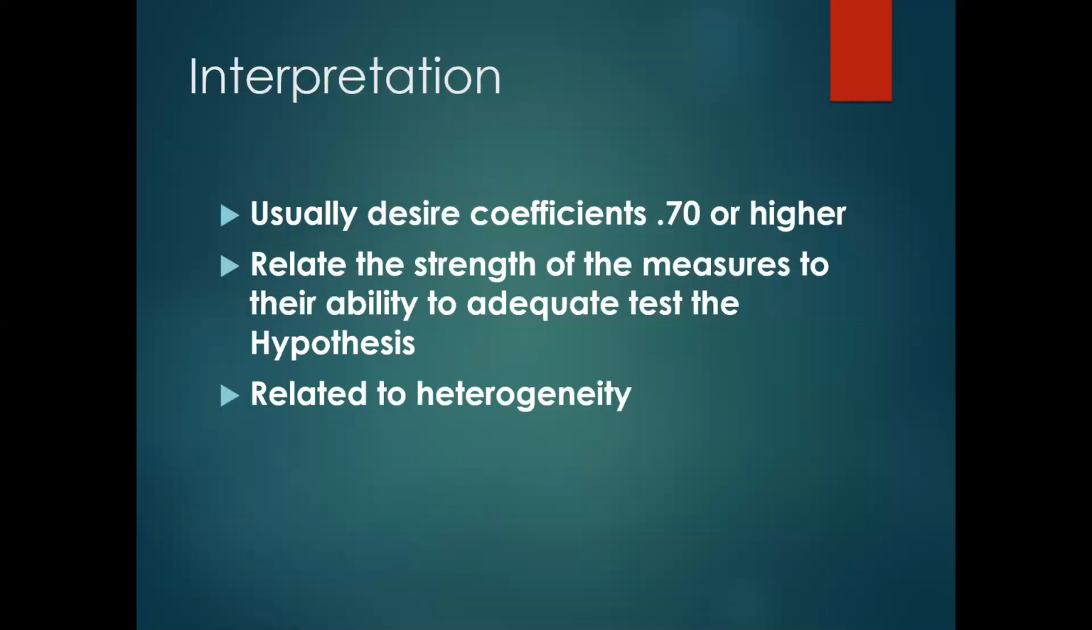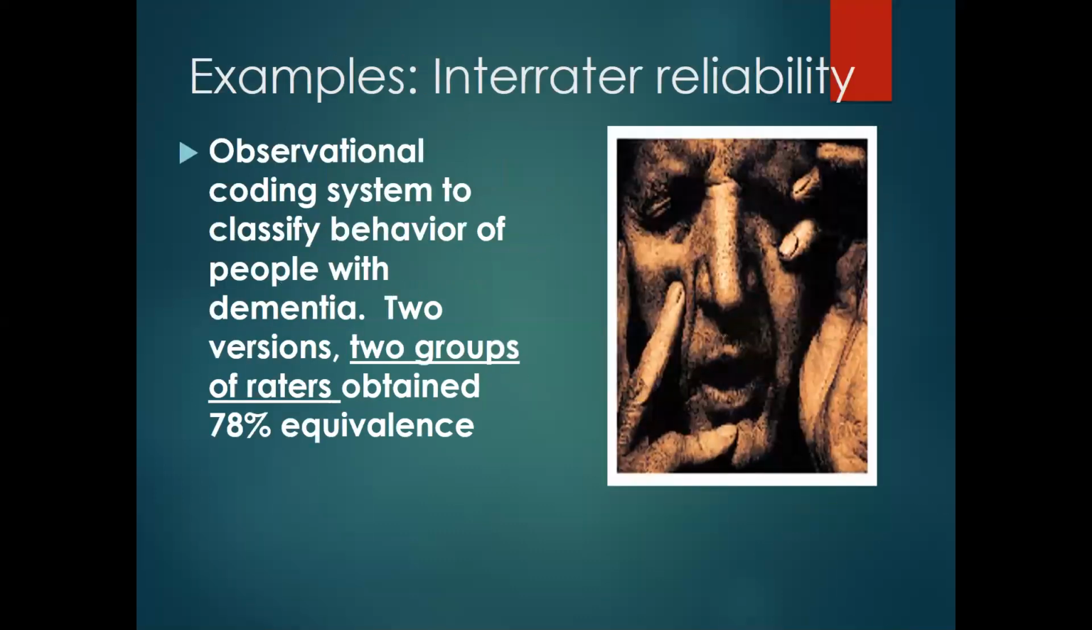of that measurement. So once again, the desire for the reliability statistics is 0.7 or higher, and we talk about the strength of their measure to test a hypothesis. So obviously, you can't make any claims about a hypothesis if you aren't taking reliable measures. And so this is what's important in these. Let's take a look at this.